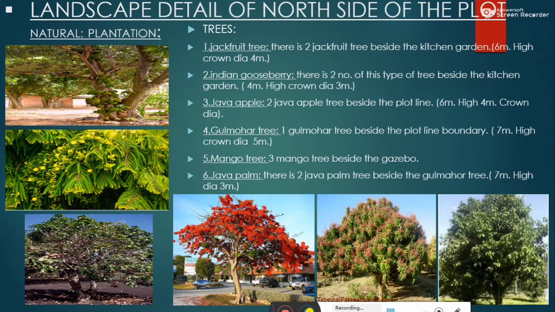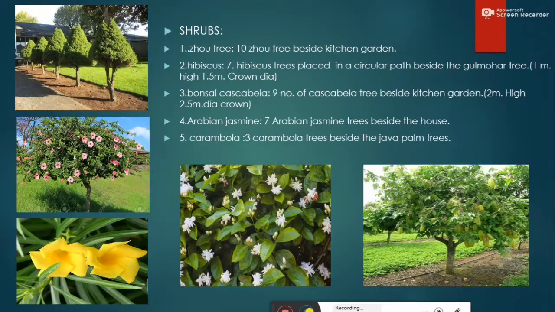Gulmohur: one gulmohur tree beside the plot line boundary. Mango tree: 3 mango trees beside the gazebo. Java palm: there are 2 Java palm trees. Shrubs. Jhau: 10 jhau shrubs beside the kitchen garden. Hibiscus: 7 hibiscus trees placed in a circular path beside the gulmohur tree.